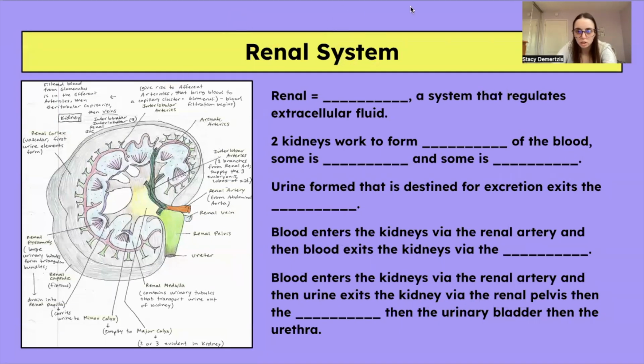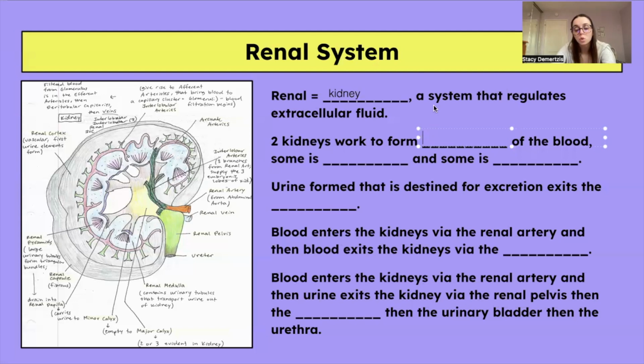Let's talk about the renal system. I'm going to try to annotate on here so that we can type the answers. When we say renal, what do we mean by renal? What organ is it pertaining to? Yeah, the kidney. So the renal system is talking about the kidneys, and it's a system that regulates extracellular fluid. Most people have 2 kidneys.